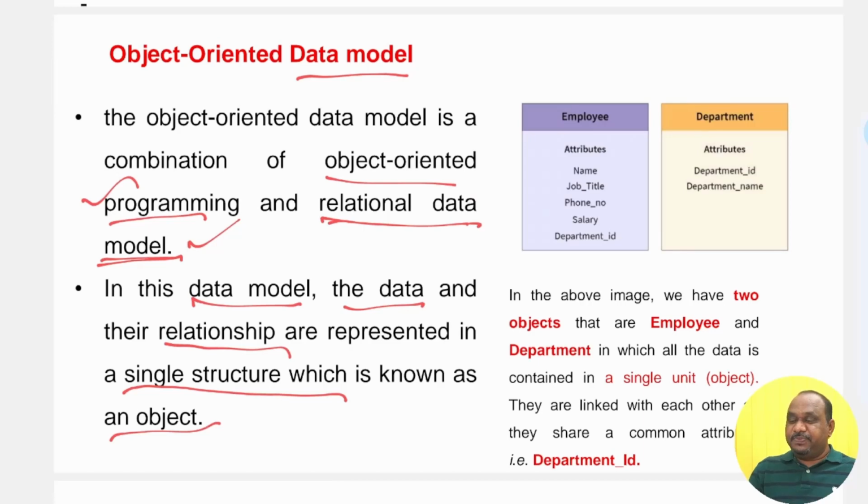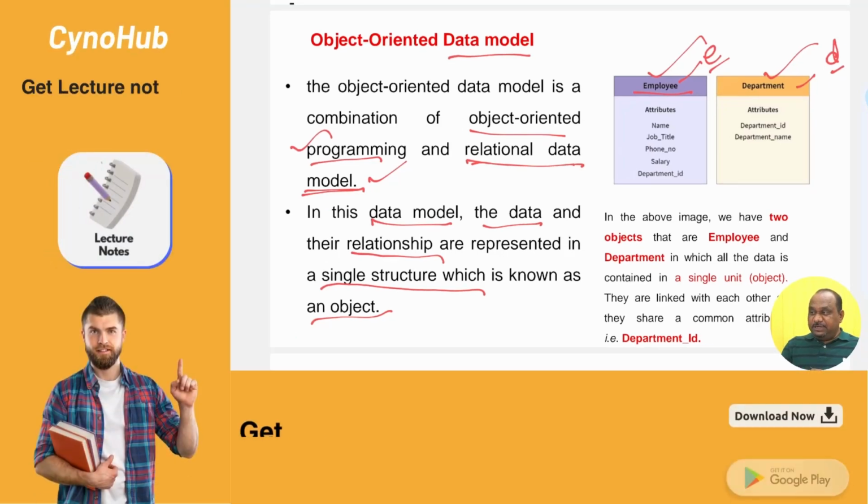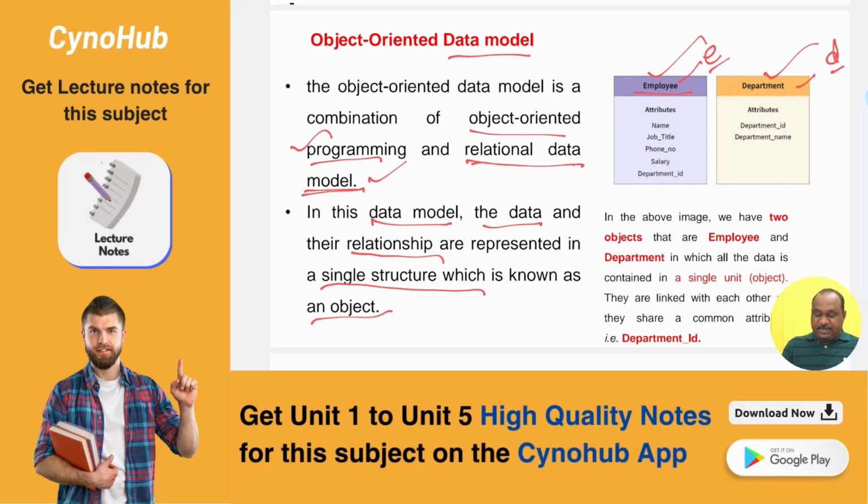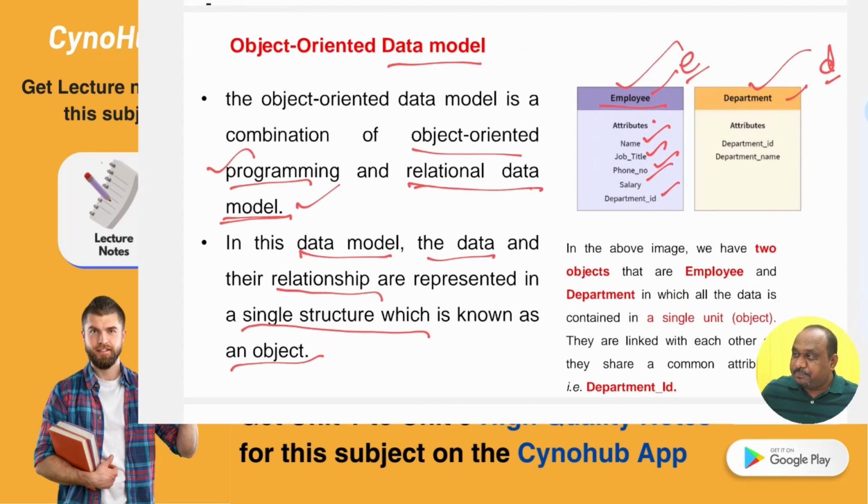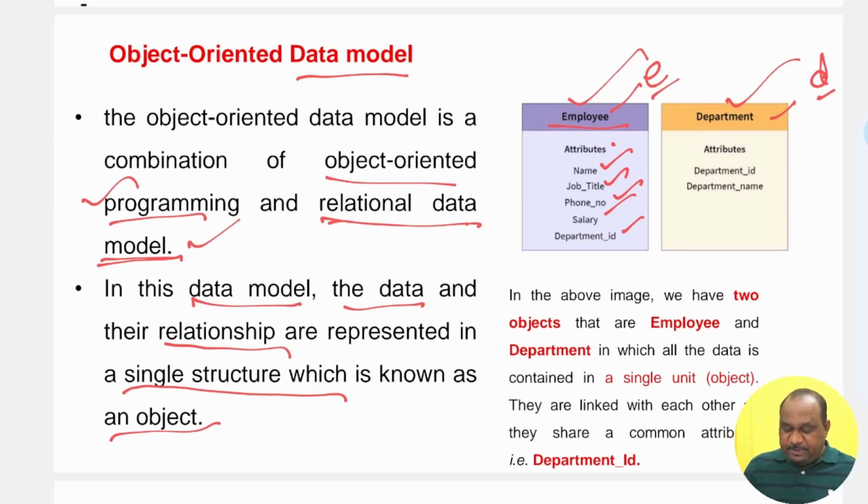For example, there is a relation between employee and department. Here there are 2 objects available. One is employee E, an object, and for example, department D is an object. For every object, again there are properties, like for employee, I mean attributes: name, job title, phone number, salary, department ID. Right? So for department, there are attributes, that is structure: department ID, department name.